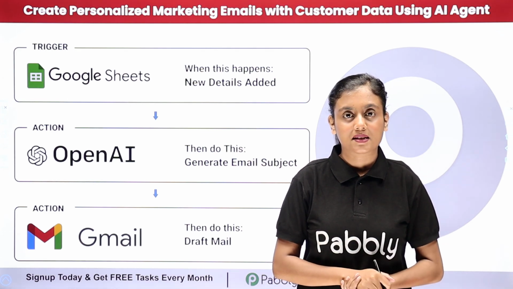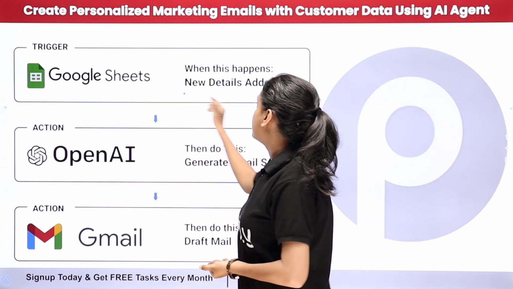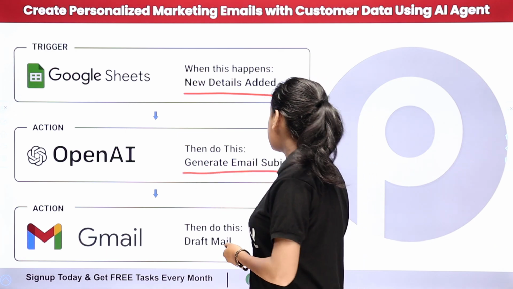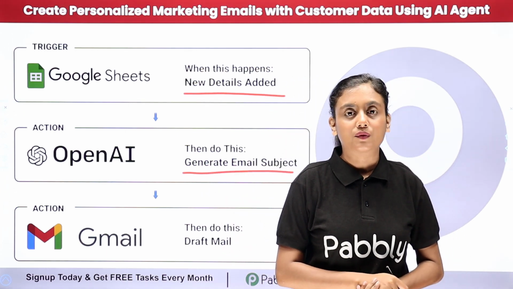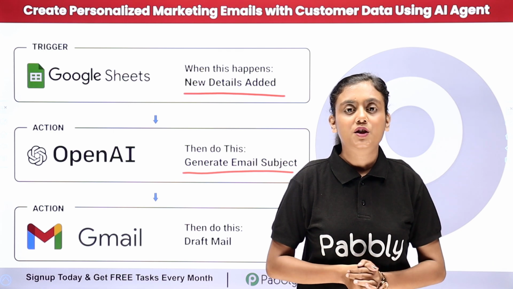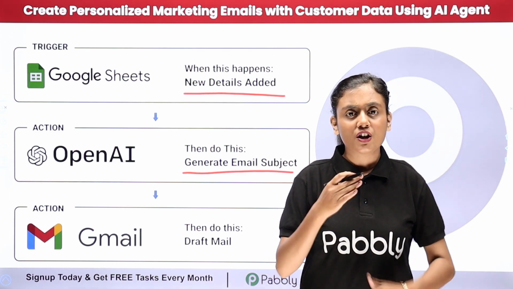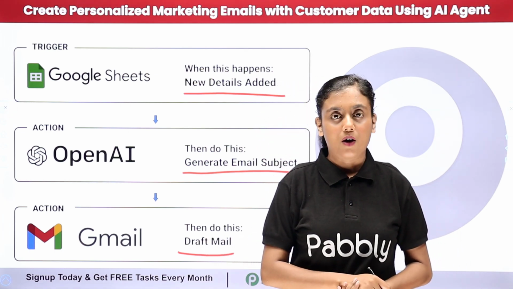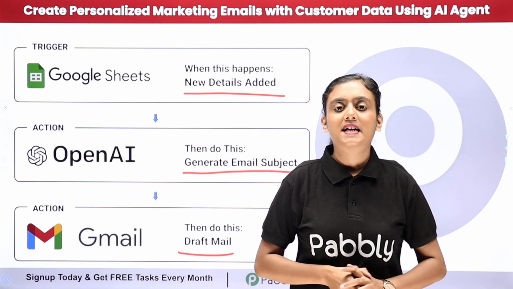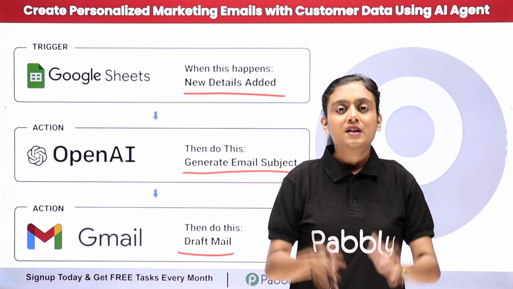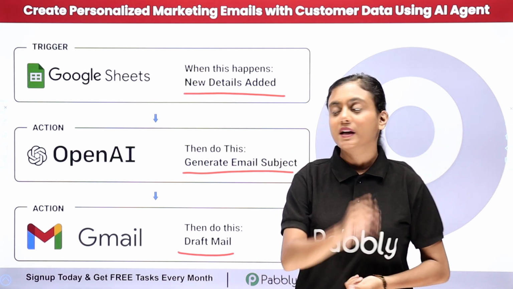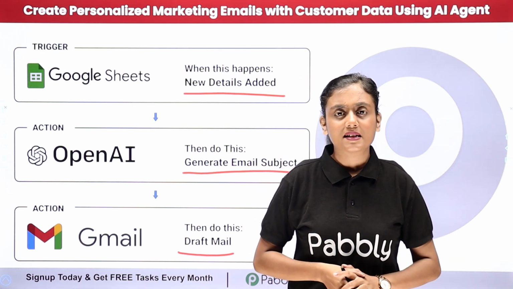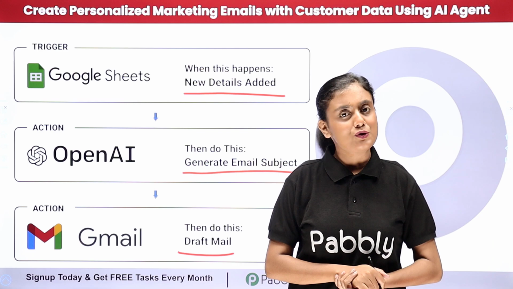Now as soon as I add the data of the new customer in my Google Sheets, automatically an AI agent is going to generate the email as well as the subject of the email. As the email body and the subject are generated by our AI agent, automatically a draft of that email is going to be created in my Gmail account so that I can review the email and send it directly to my customer. So now if you want to learn the entire process of how you can create this amazing AI agent without need of any coding and programming skills, simply let me take you to my screen.